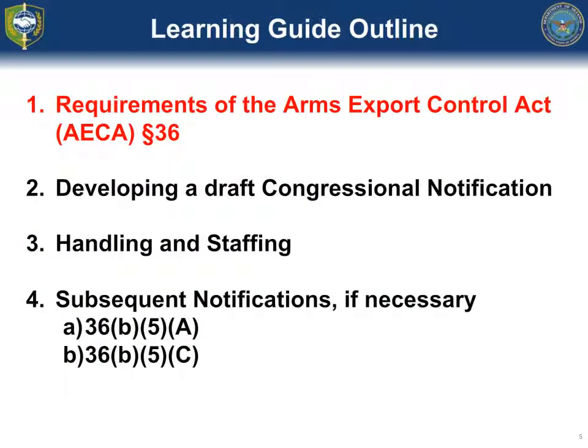What we're going to be talking about in this learning guide, the focus of instruction here, is the actual text of the Arms Export Control Act and what it requires, how to develop that information into a draft, how that draft is then handled and staffed in DoD, in the State Department, and on the Hill, and finally, subsequent notifications, which are required after the fact to amend and update notifications that have happened over a period of time.